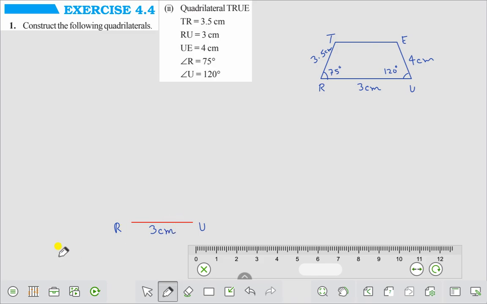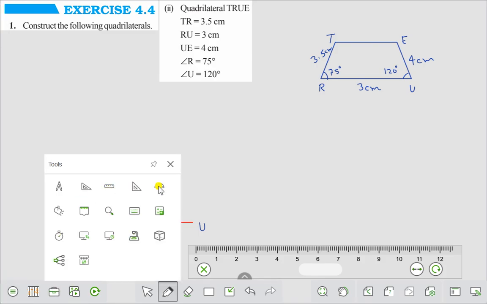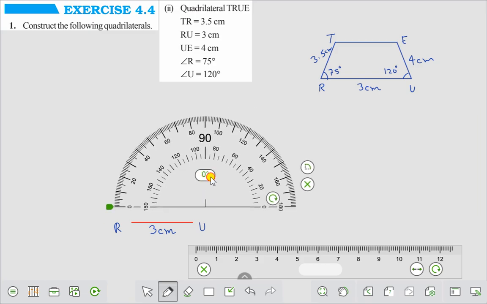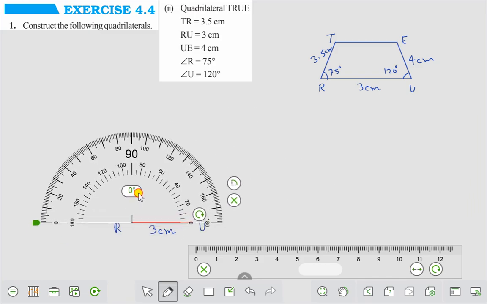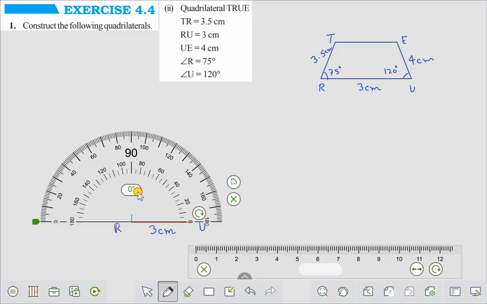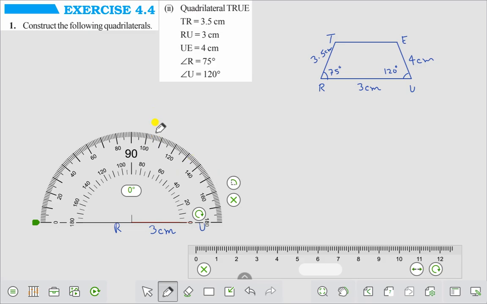At point R, make an angle of 75 degree. With the help of a protractor, let us take a protractor and place the protractor at the proper place and make an angle of 75 degree. This is 60, 70, this is 75. This angle is 75 degree.